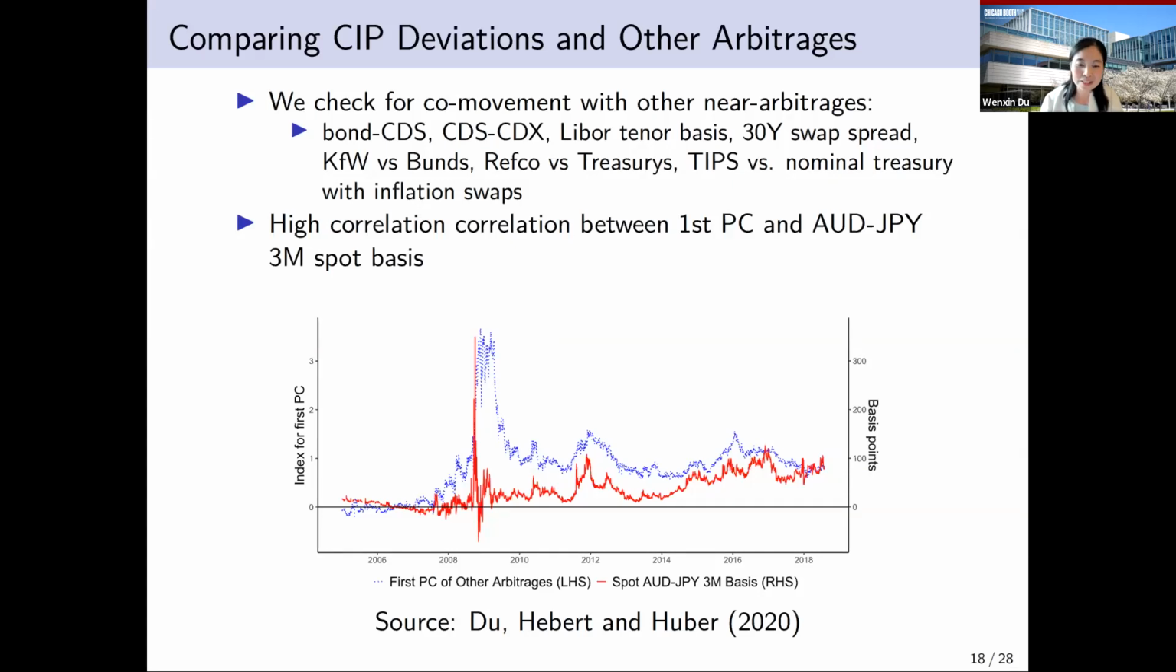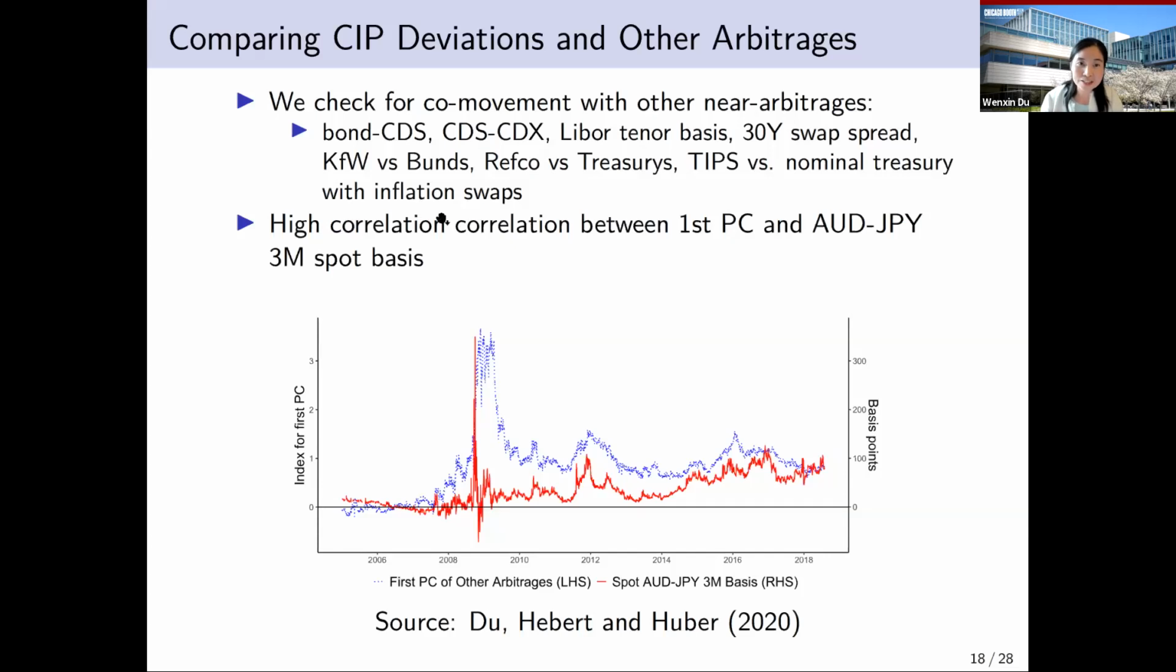So what we did in a paper with Ben Hebert and Amy Huber is that we take a first principal component of a bunch of other arbitrages, which is shown in blue here. And I'm showing you that they are very correlated with CIP deviation. So they're not perfectly correlated.